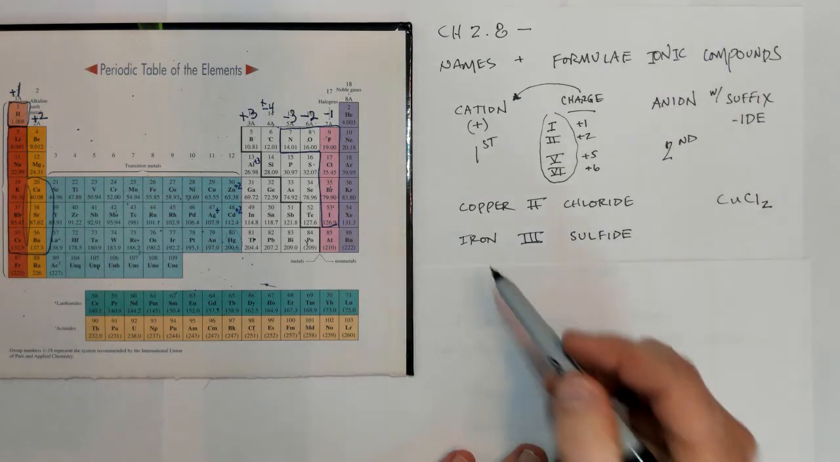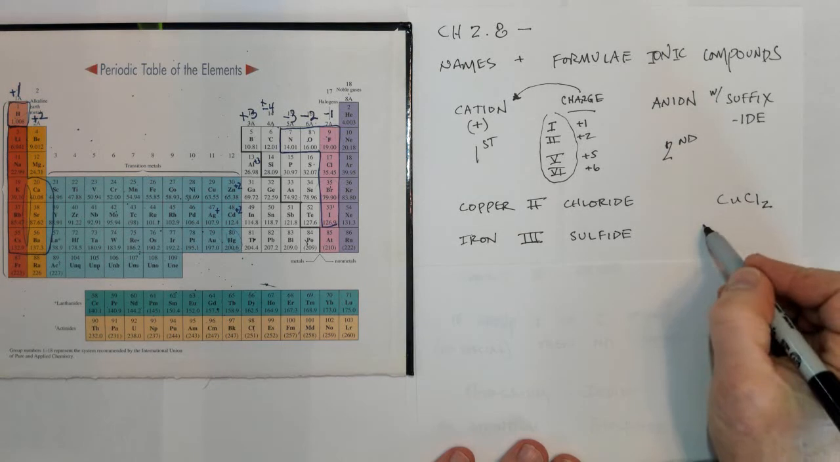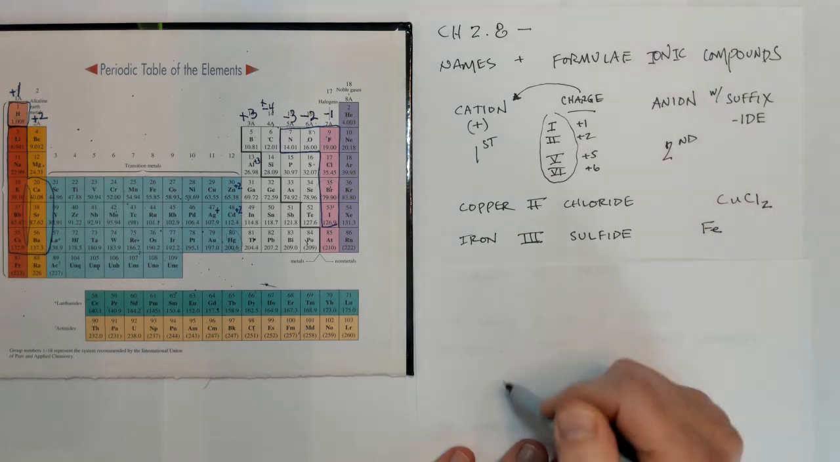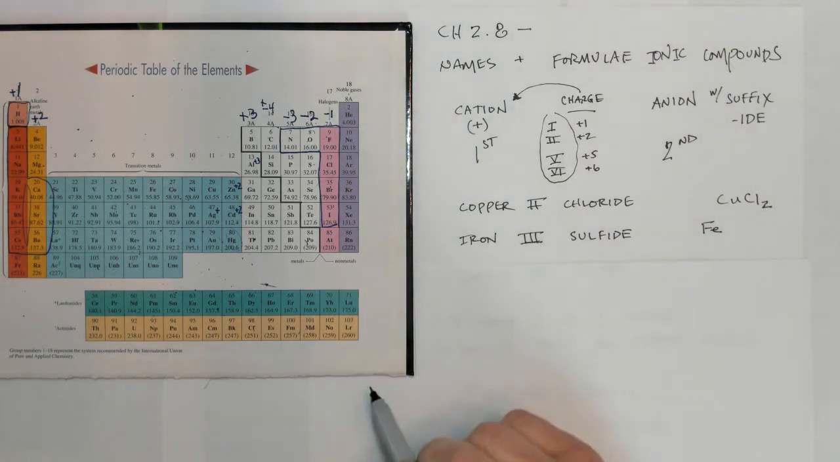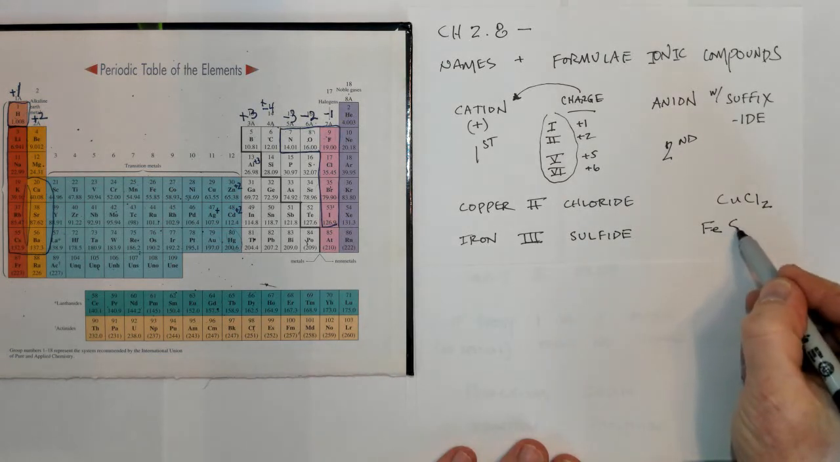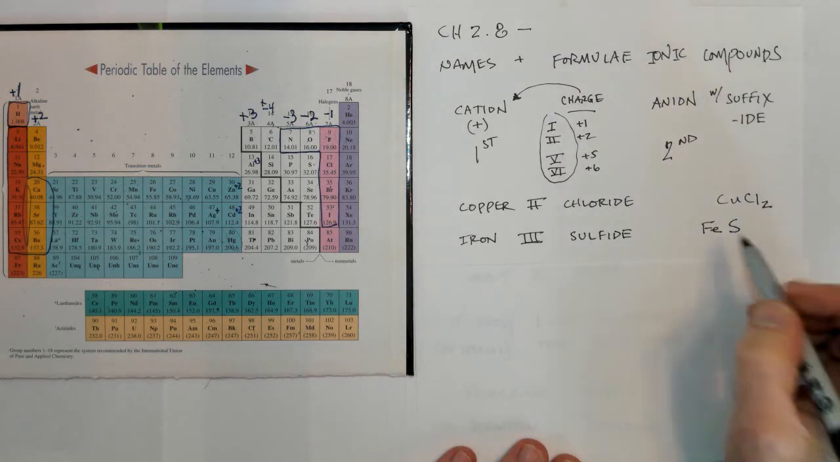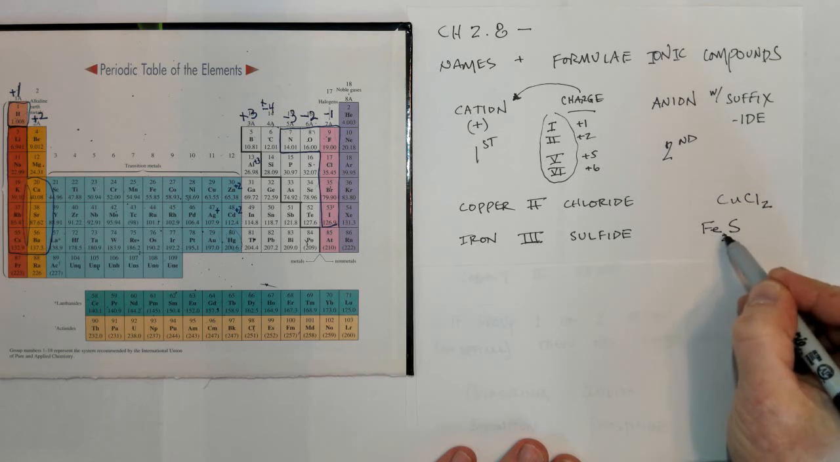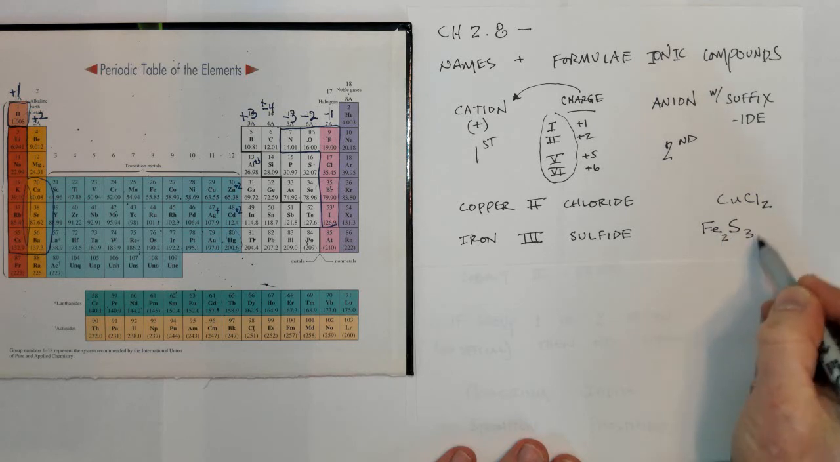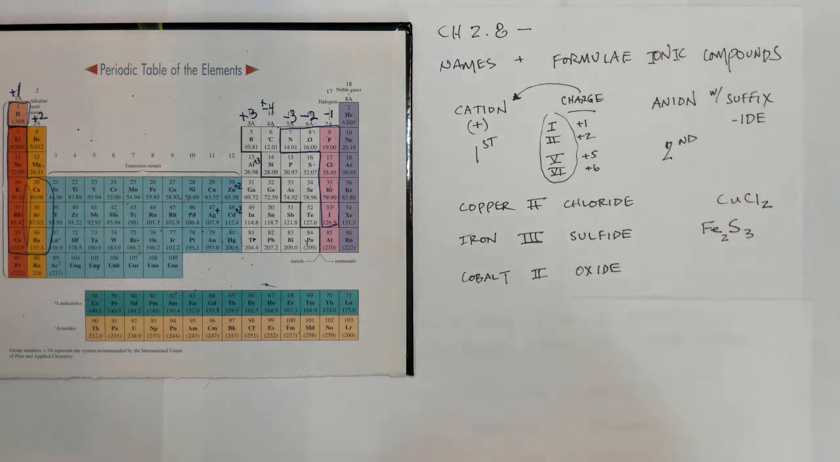Here's another example. Iron(III) sulfide. So iron is the cation. It tells you that iron would have a positive 3 charge, and then sulfur would be the anion, and it would end up being Fe2S3. You'll find out why those little numbers are there soon.